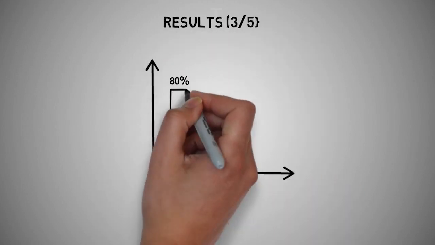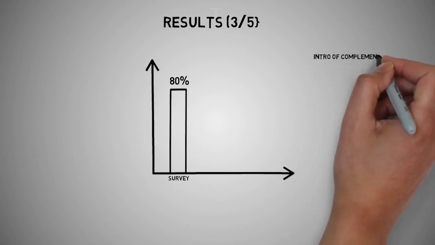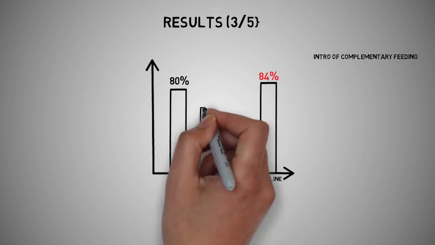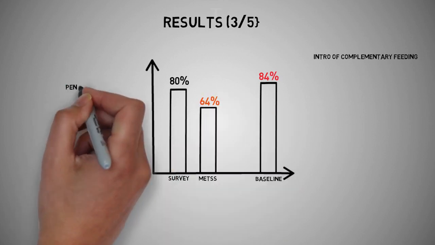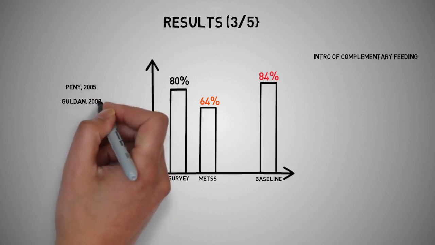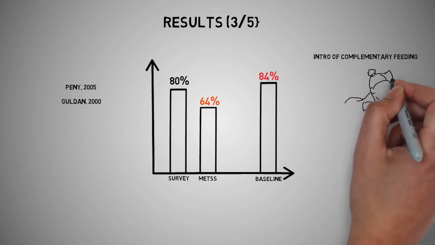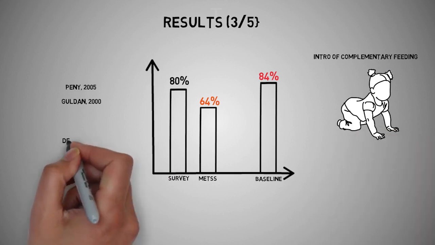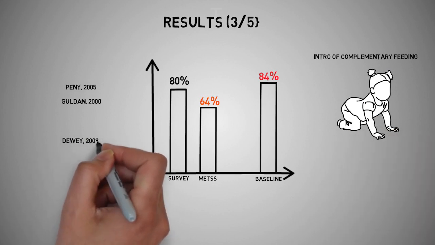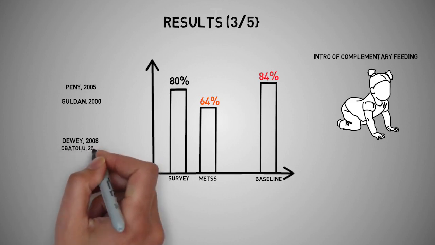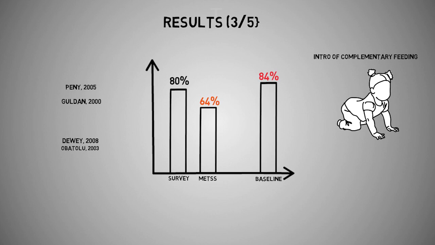Furthermore, 80% of the respondents indicated that they practiced appropriate introduction of complementary feeding as against the baseline of 84%. This finding is higher than what MES reported, but contradicts the finding of Penny et al. 2005 and Golden et al. 2000, who both recorded an increase in appropriate introduction of complementary feeding after using SBCC intervention strategy. However, the findings are in line with a systematic review conducted by Dewey et al. 2008, who discovered similar trends in interventions conducted in Nigeria. They reported that Obatulu 2003 identified inflated results as the main reason for such trends.